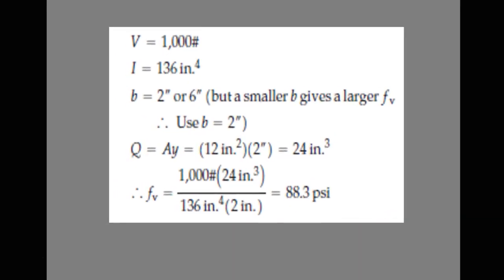B is equal to the width of the beam at the plane where the shear stress is being examined. The width of the beam is 2 inch or 6 inch, but a smaller width gives a larger Fv. Therefore, we use 2 inch as the width of the beam. Substituting these values in the formula, Fv is equal to 88.3 psi.